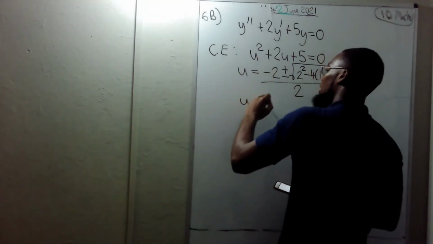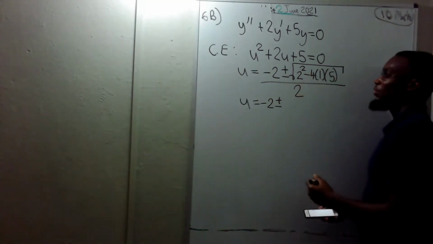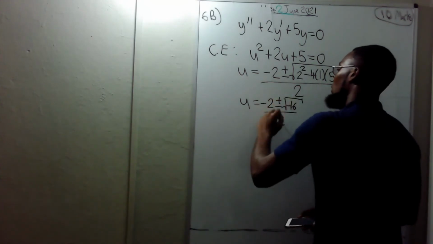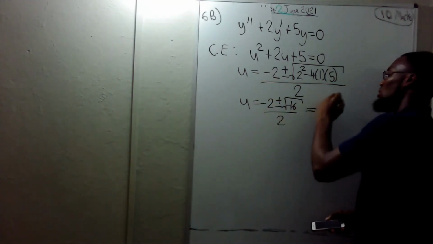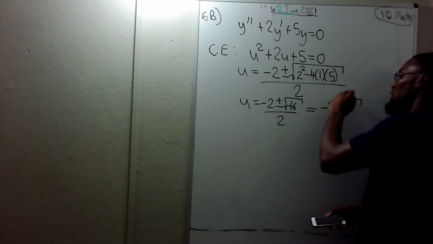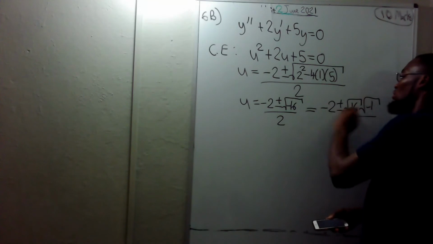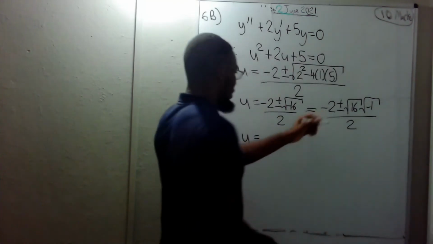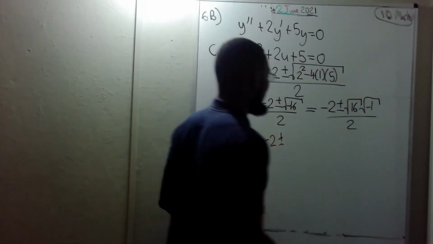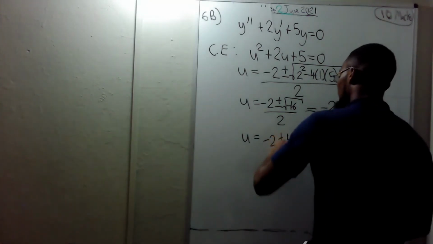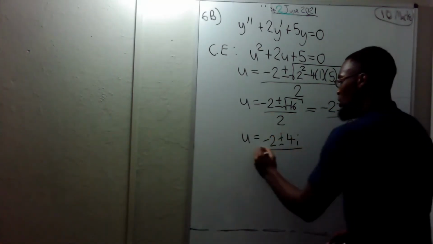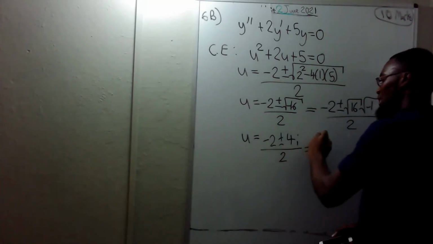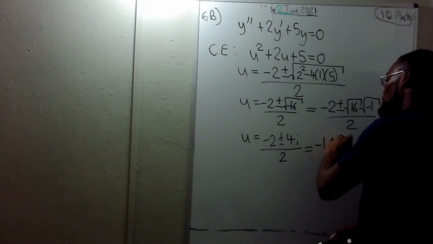So u is equal to minus 2 plus or minus the square root of 2 squared, which is 4. 4 minus 20 is negative 16, so that's the square root of minus 16, over 2. So u equals minus 2 plus or minus the square root of 16 times the square root of negative 1, over 2. The square root of negative 1 is i. The square root of 16 is 4, so that's 4i over 2. Dividing both by 2, that's negative 1 plus or minus 2i.